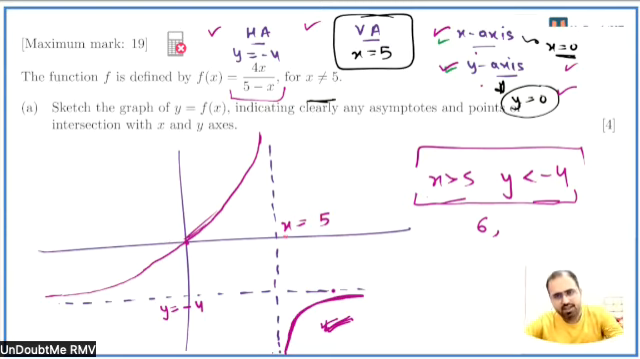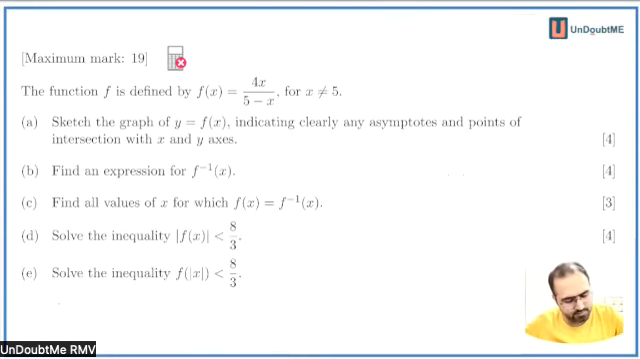Okay. If there is any other question, Rishan, Ashima, Raghav, you can ask. No, sir. Raghav, Rishan, everything clear? Yes, sir. So sketching is done. Find an expression for f inverse x. This is easy.